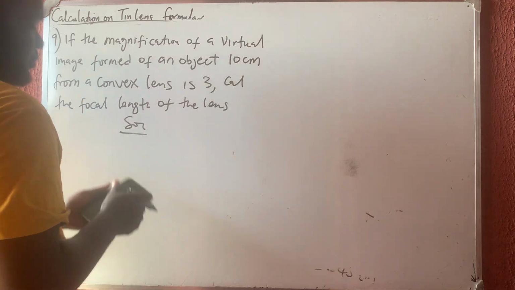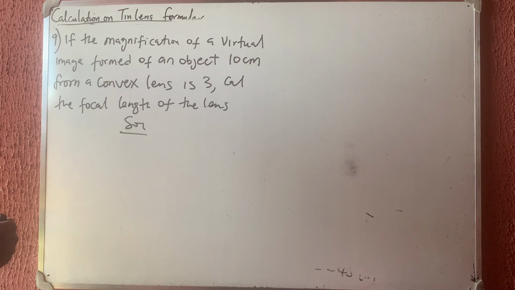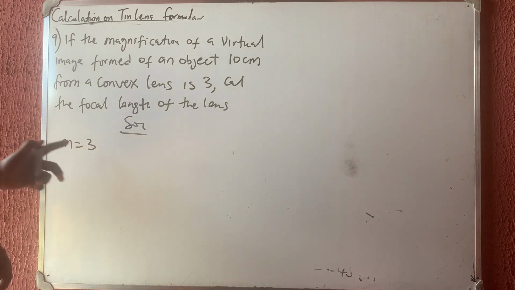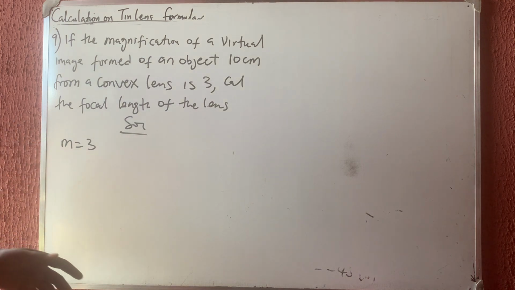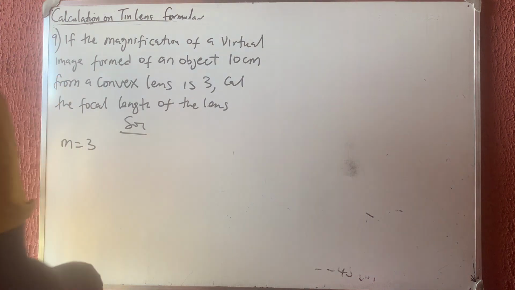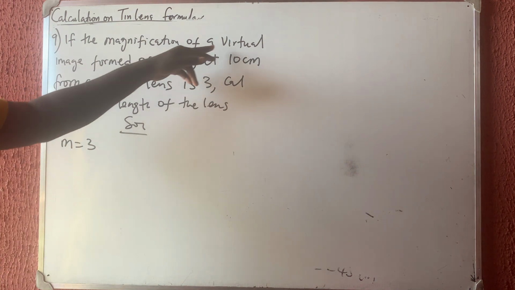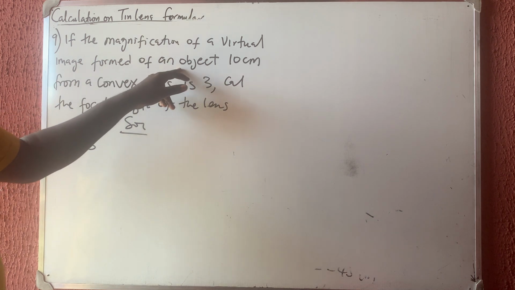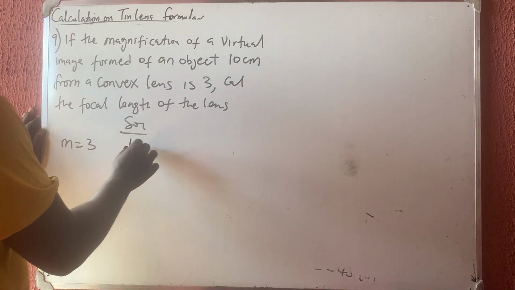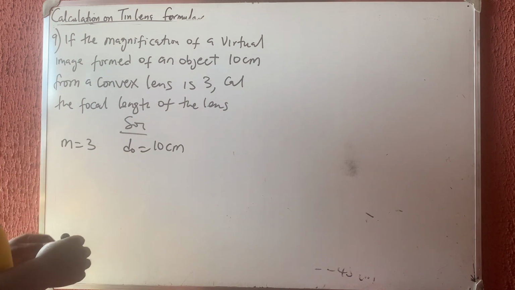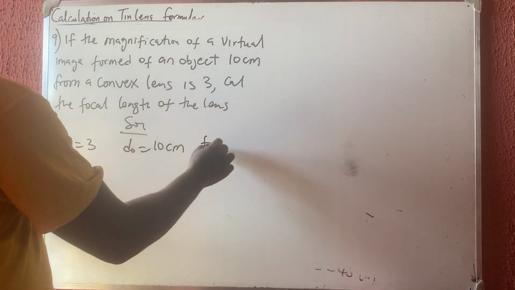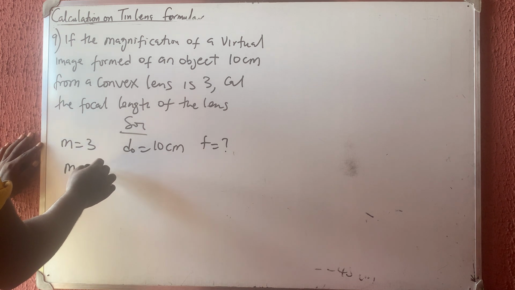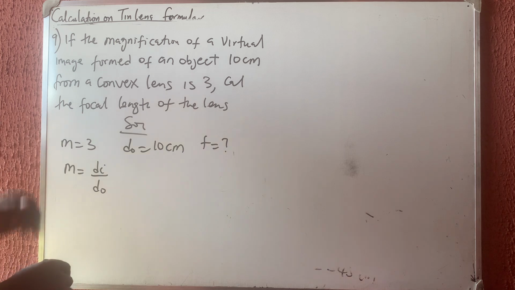Okay, solution. They say that the magnification is 3. If the magnification is 3 and it forms a virtual image, then it's going to be positive 3. And if it is positive 3, then the image formed is going to be at the left. The distance of the object is 10 cm, and we should calculate our F. Our F is unknown, but I know that M is equal to D_I over D_O.